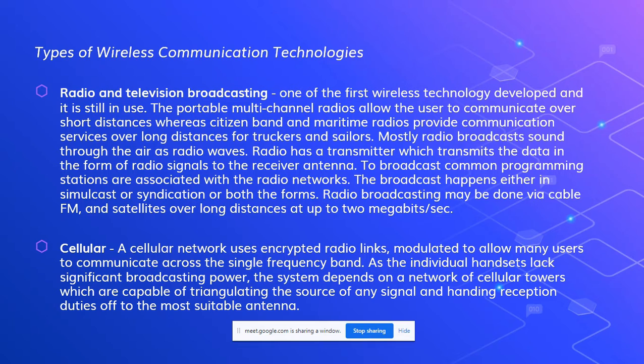Next, we have our cellular networks. Cellular network uses encrypted radio links modulated to allow many users to communicate across single frequency band. As the individual handsets lack significant broadcasting power, the system depends on a network of cellular towers which are capable of triangulating the source of any signal and handling reception duties of the most suitable antenna. So this is an application of the use of microwave technologies. So, yeah.